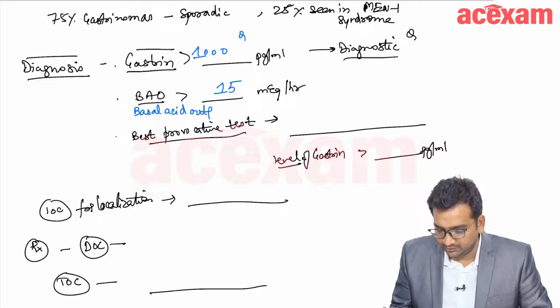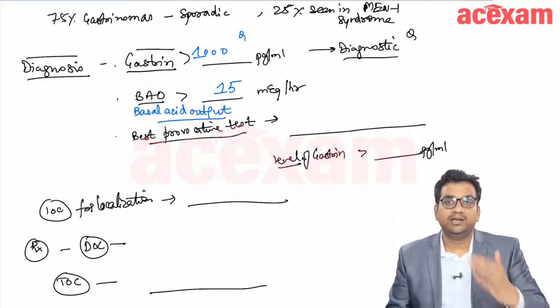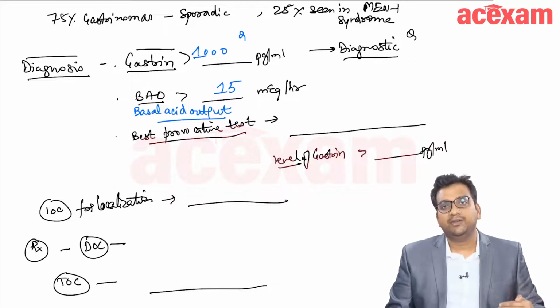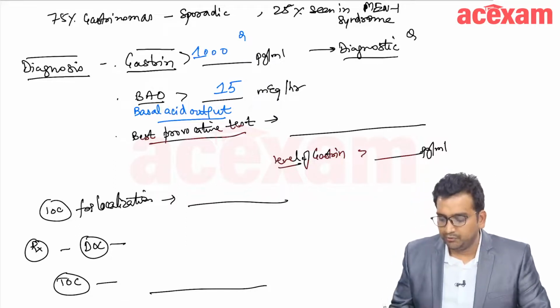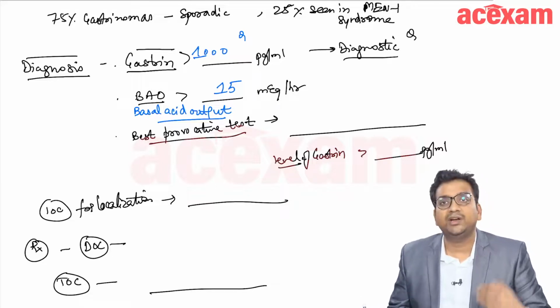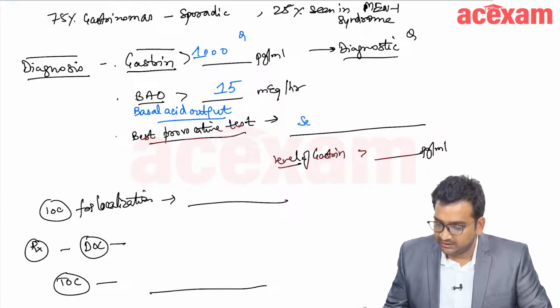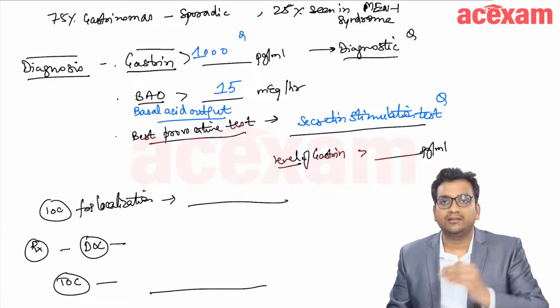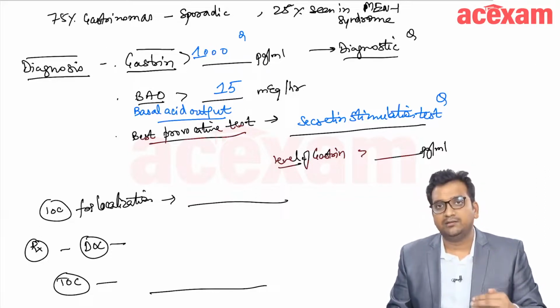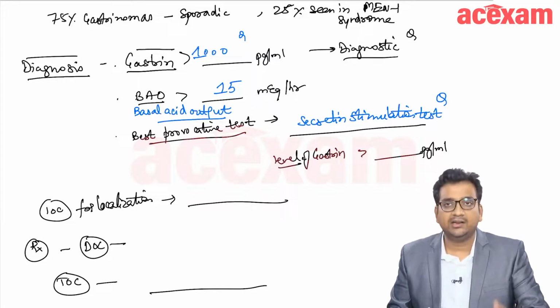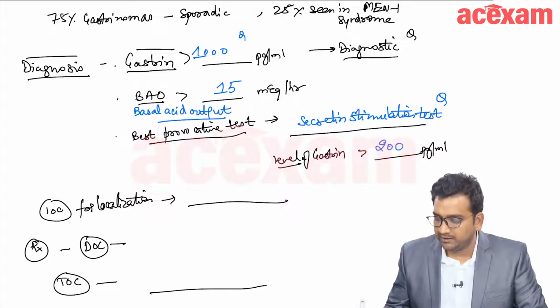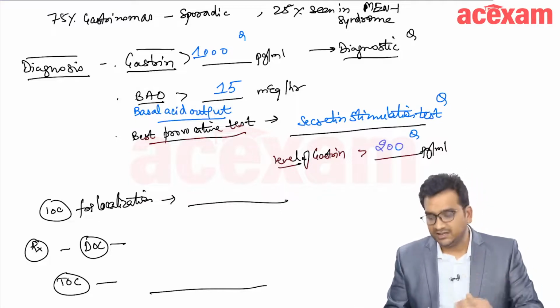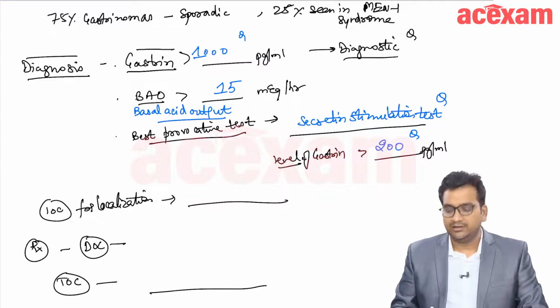then it is diagnostic. Suppose the gastrin levels are not elevated, but the clinical features are in favor of gastrinoma, then the best provocative test which will stimulate the gastrin production is the secretin stimulation test. This is very important. Secretin stimulation test is done for diagnosis of gastrinoma. If the level of gastrin is more than 200 picogram per ml after a secretin stimulation test, then it is diagnostic of gastrinoma. Okay, this is very important.